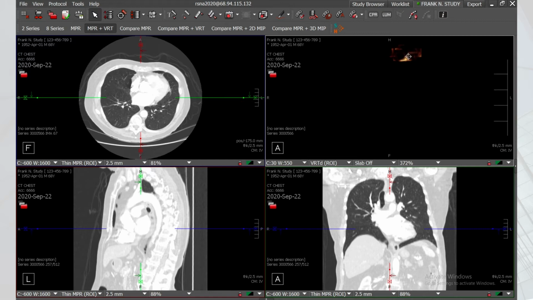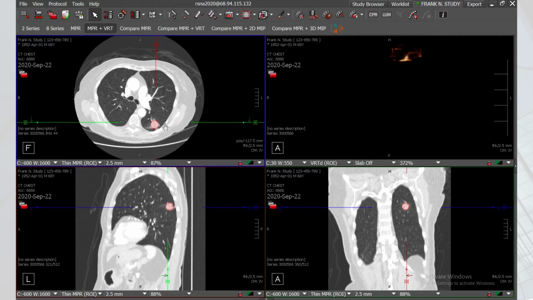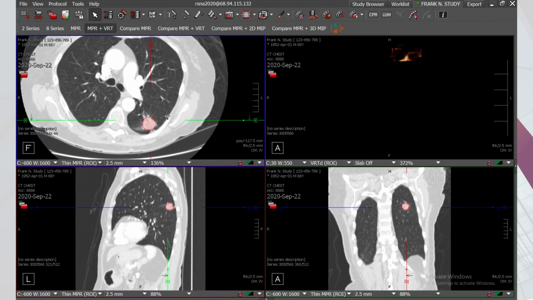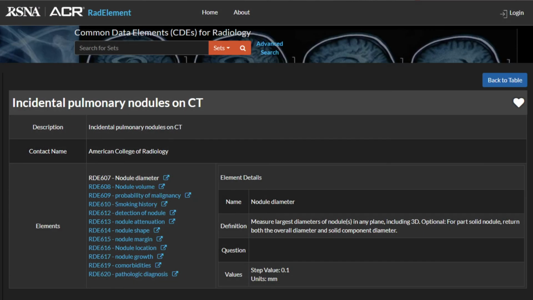Now the radiologist selects the Philips AI lung nodule classification results to get a second opinion on the likelihood of the nodule being malignant. The results are either accepted or rejected on Visage and sent to the reporting system. This lung nodule AI result is another great example of the use of a common data element, or CDE. This time, the AI will use the incidental pulmonary nodules on CT RAD element profile. In this case, the CDE question is, what are the characteristics of an incidental lung nodule on CT?